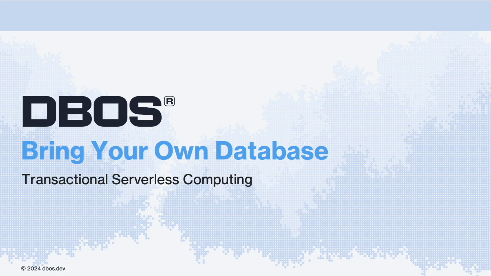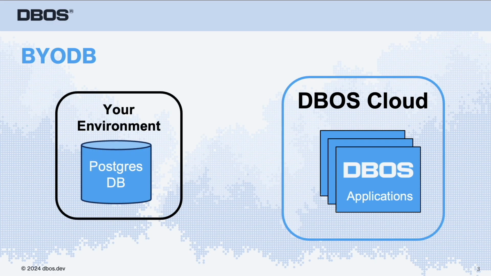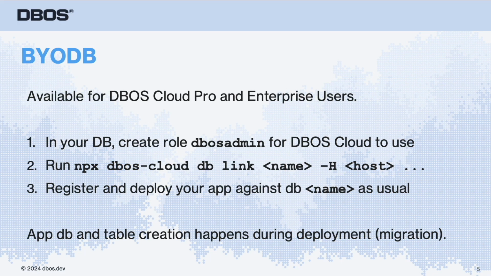In this video I'll tell you about a new feature that lets you bring your own database to DBOS Cloud, or as we like to call it, BYODB. You can start with any Postgres compatible database, like an RDS instance, and link it to your apps running in DBOS Cloud. This feature is currently available to our Pro and Enterprise users, and the setup takes just a few simple steps. So I can start with something like an RDS instance that I made in my private Amazon account.